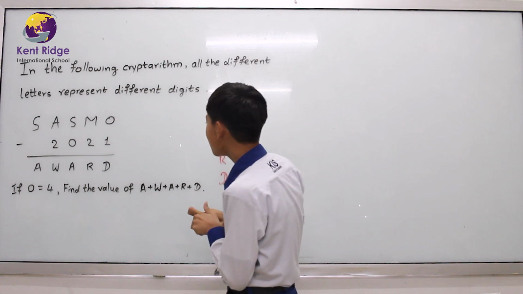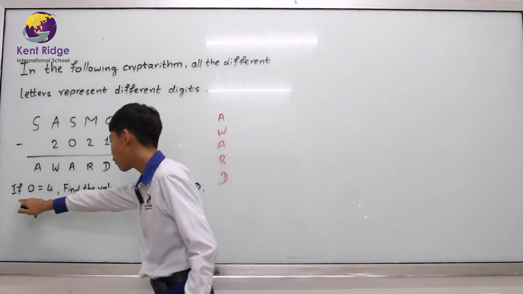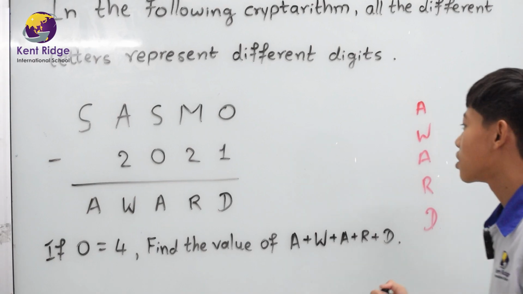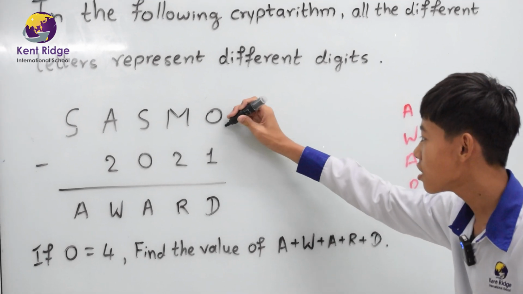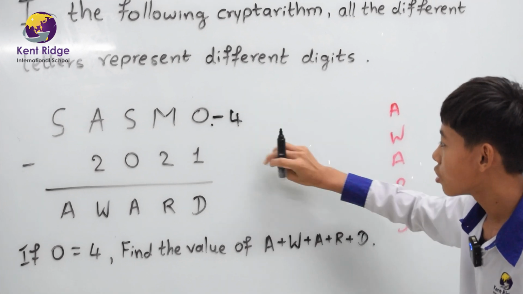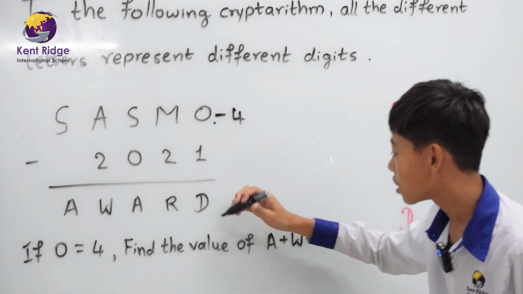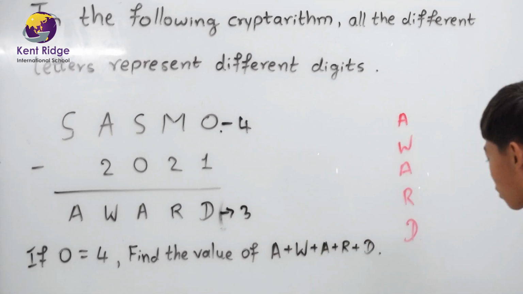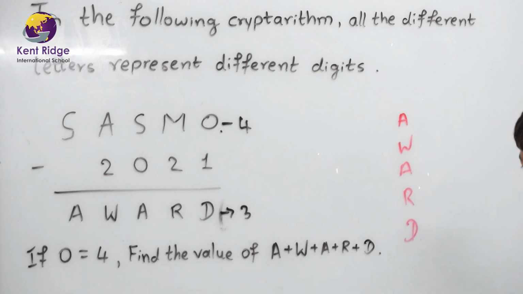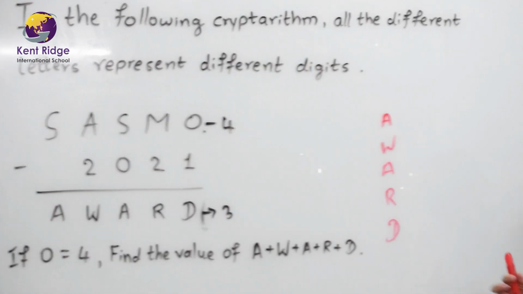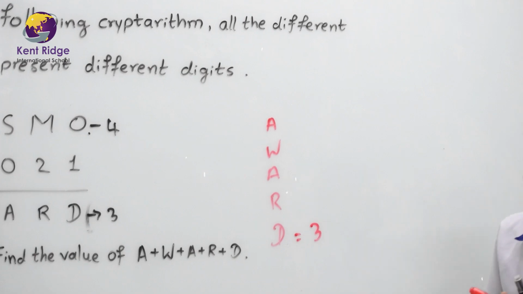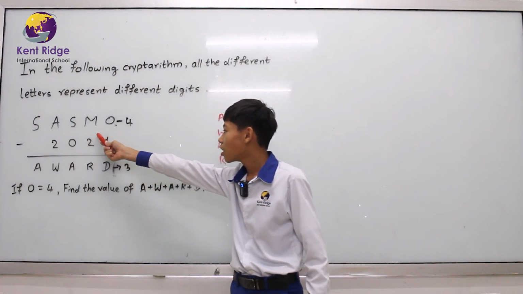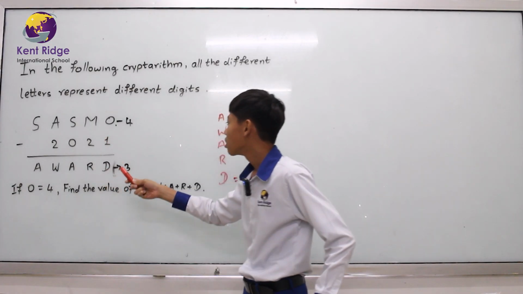So they already gave us that O equals 4. So we can replace it here with 4. So you get 4 minus 1, you get D equals 3. So we write here that we get one of our digits, which is D equals 3. Now on to M minus 2 equals R.